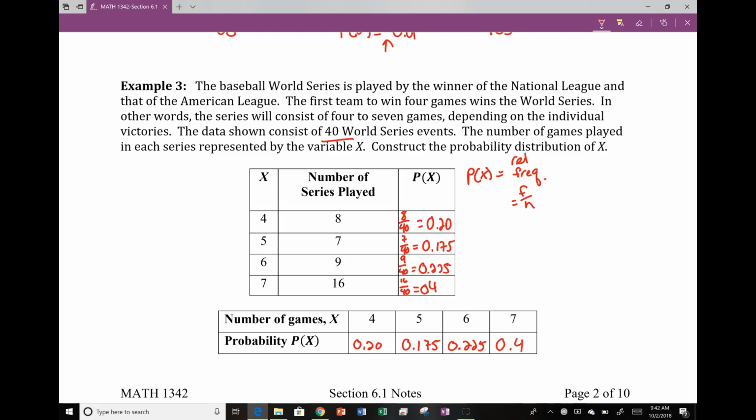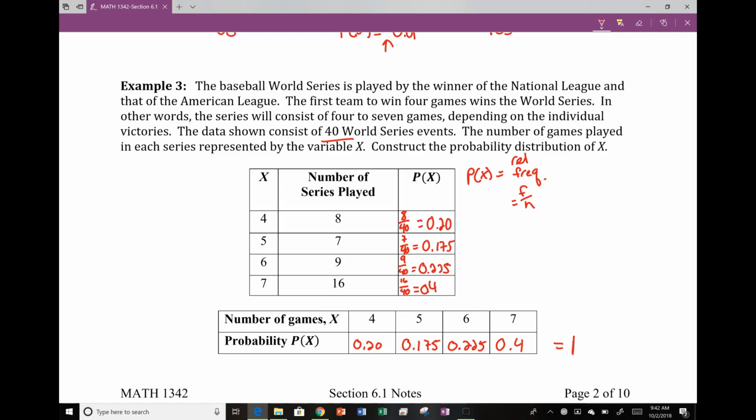I need to make sure, do these all add up to 1? So 0.2 plus 0.175 plus 0.225 plus 0.4. Yes, that equals 1. So I have all of my possibilities here. None of them are negative and none of them are greater than 1. So we've constructed a probability distribution.